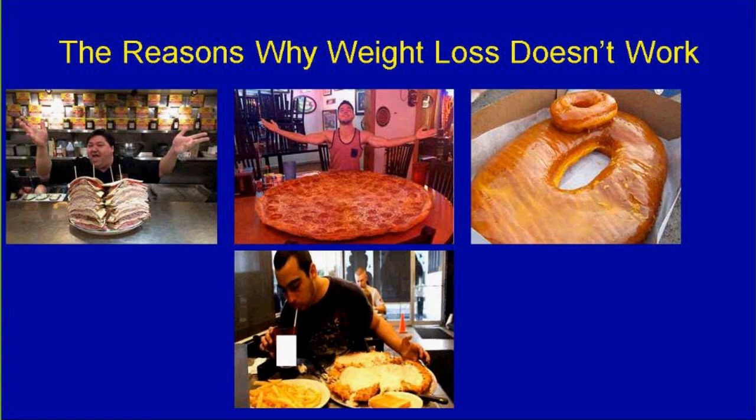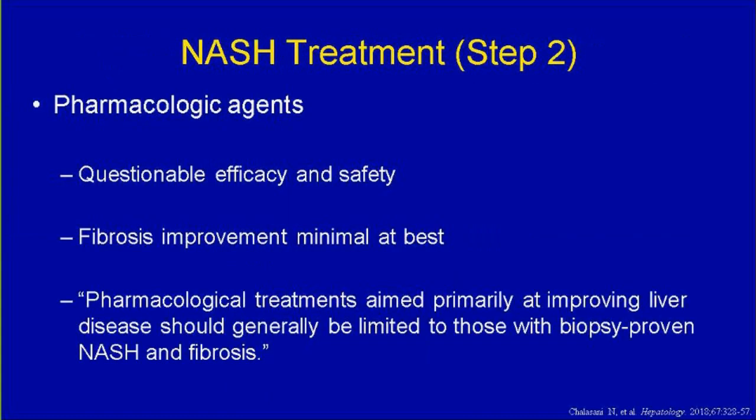Why is it difficult? Again, same slide I showed you before, but I didn't have McDonald's and Burger King on this one. So same exact principle. Now let's get to step two. Step two is where we aren't yet, but where we're going. And so these are the agents that we're looking at and trying to figure out what we're going to do.